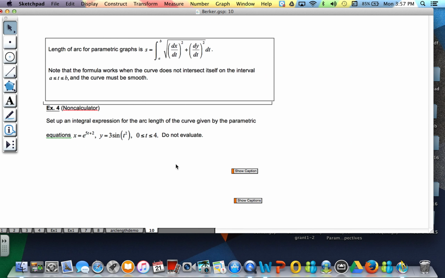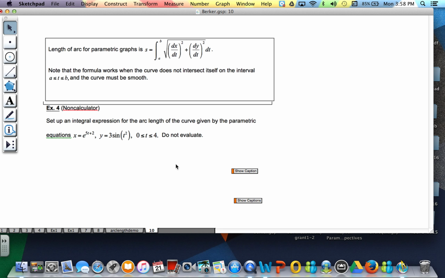So, if you look on your note sheet, you'll see the length of arc for a parametric graph is as shown. Note that the formula works when the curve does not intersect itself on the interval a is less than or equal to t is less than or equal to b, and the curve must be smooth. So here's example 4.